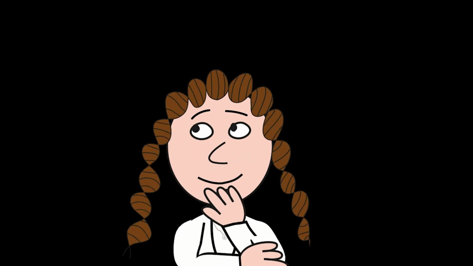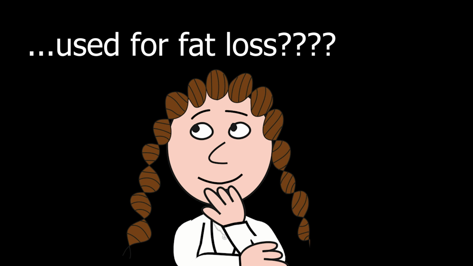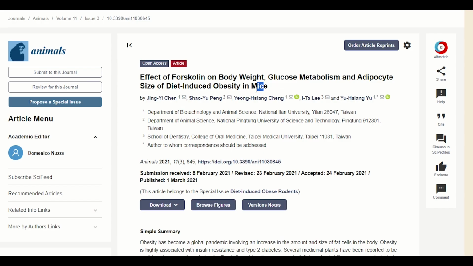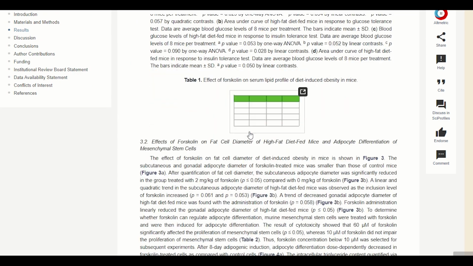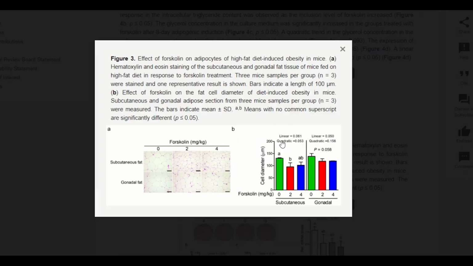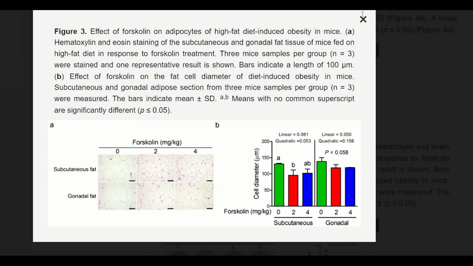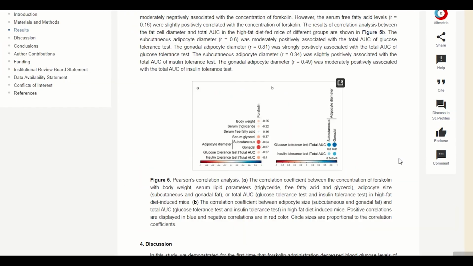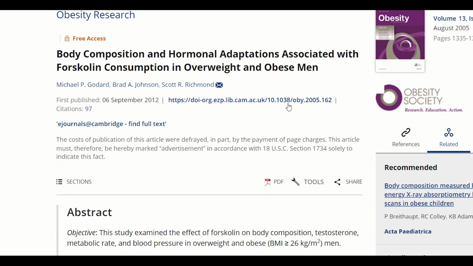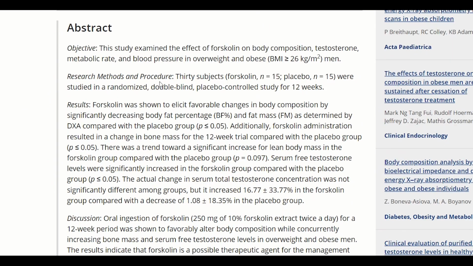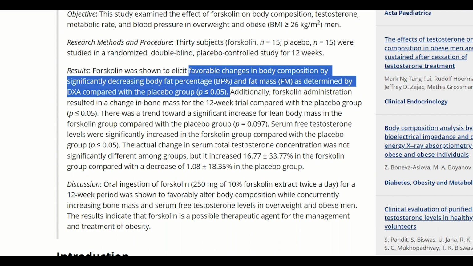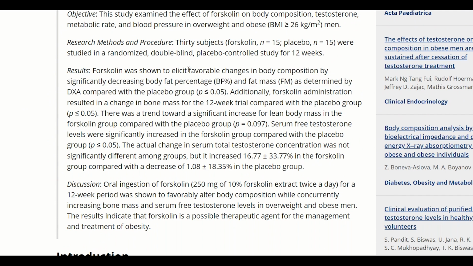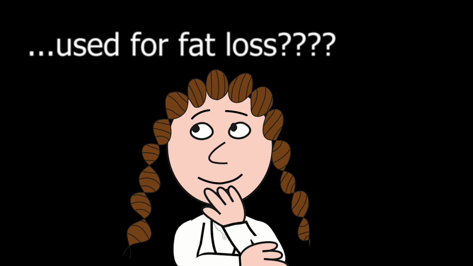So does that mean that forskolin can be used for fat loss? Well, one study showed that glucose metabolism was regulated and fat cell diameter was reduced in a high-fat diet-fed mouse after the administration of forskolin. And there have been some human studies that have shown forskolin could be effective. For example, here, forskolin showed favourable changes in body composition by significantly decreasing body fat percentage and fat mass in 15 male subjects. But frankly, there's not enough yet to really be able to convincingly say this.